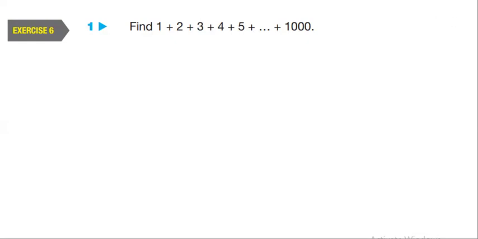This is an arithmetic sequence. Now, how do we know it's an arithmetic sequence? The difference is always the same between all terms or all consecutive terms. So from 1 till 2, it's plus 1. And then from 2 till 3, it's plus 1. So it's always plus 1. That's why we call it an arithmetic sequence. Now we're going to use the formula of the sum of the sequence. So we're going to add these terms together by using the formula of the sum of the sequence.